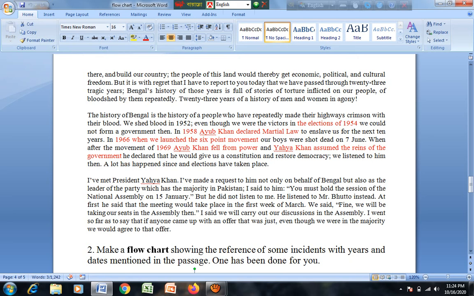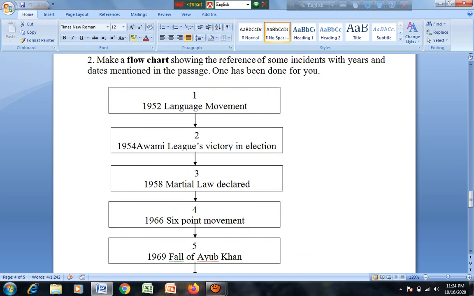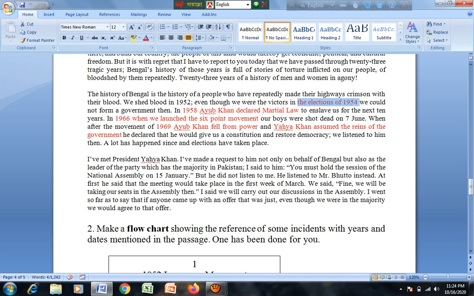Then we see 1954, the national election. Just look here, 1954, Awami League's victory in election. The victors in the election of 1954. Awami League became victorious in the election of 1954. Or if you just mention the incident, the election, 1954, it will also bring you 2 marks.